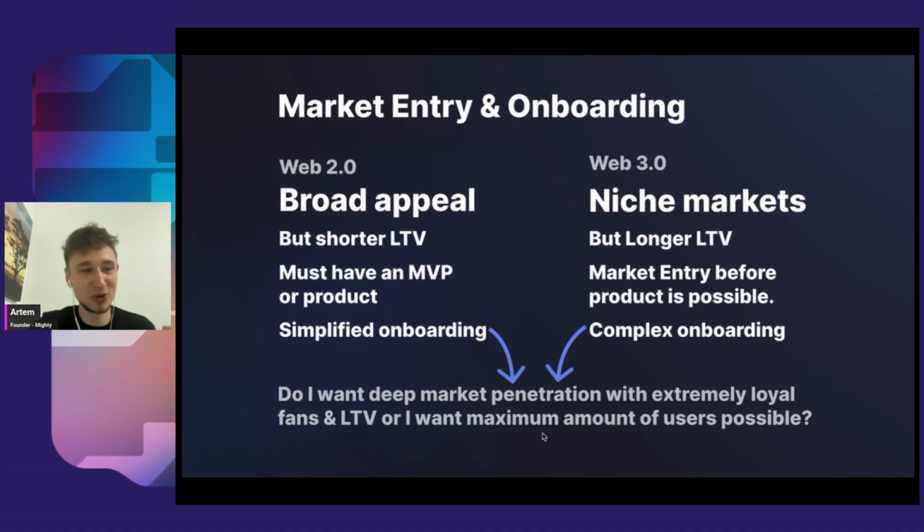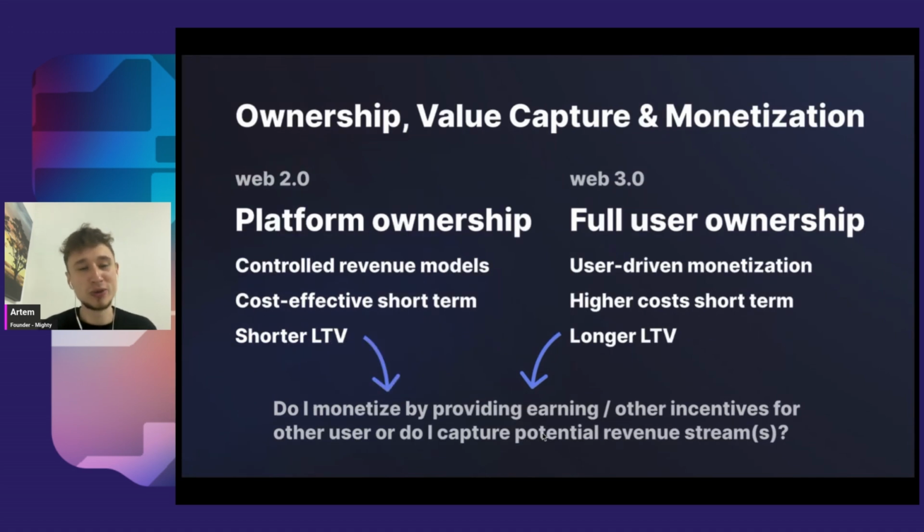So if you want to, for example, log in people with Google, you can do that in Web 2, and then you can just press a few social logins, and then you cover 90% of the user base straight up. In Web 3, it's a bit more complex. If you want to onboard them from Web 2, you have to teach people how to use MetaMask or other Web 3 wallets. And the question you should ask here is, do I want to keep deep market penetration with extremely loyal fans and longer lifetime value of the customer, or do I want to have a maximum amount of users possible? And let's go to the next one.